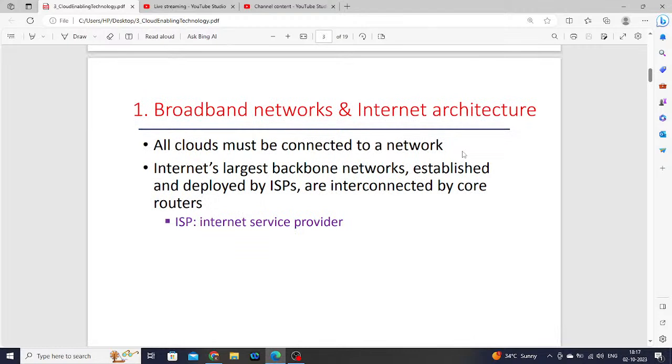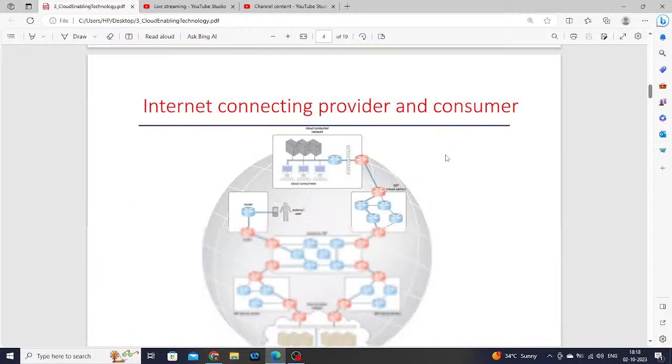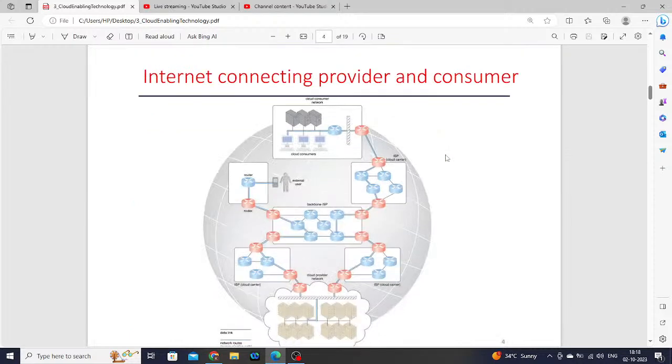Broadband network and internet architecture: a cloud must be connected to a network. The internet's largest backbone network is established and developed by ISPs, which are interconnected by core routers. ISP means Internet Service Provider. Second, the internet connects provider and consumer.